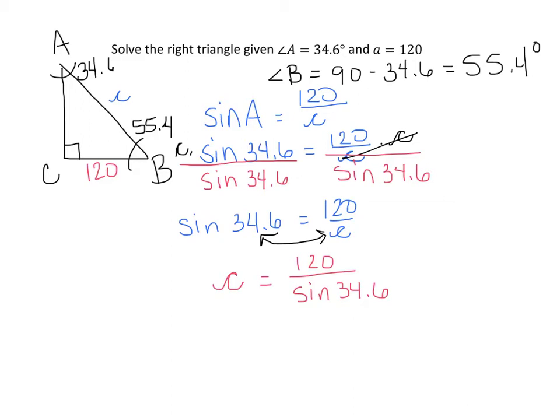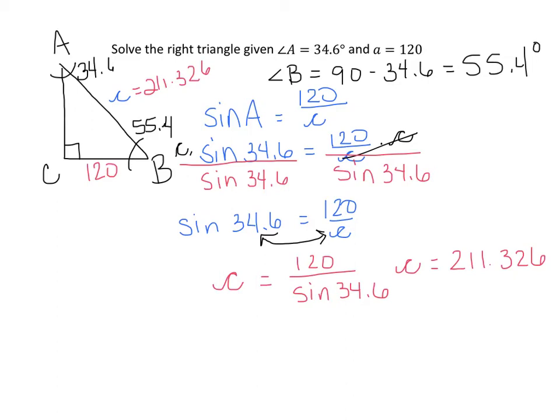When you're entering this into your calculator, make sure that you are in degree mode, and you'll get that side C is 211.326. I always round to 3 decimal places. A quick check, make sure your hypotenuse is larger than the side you were given.